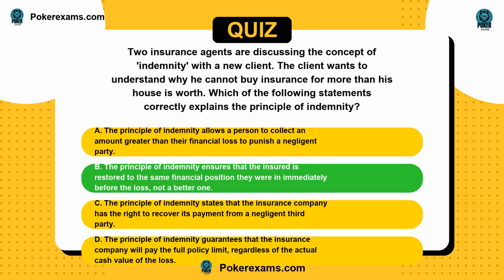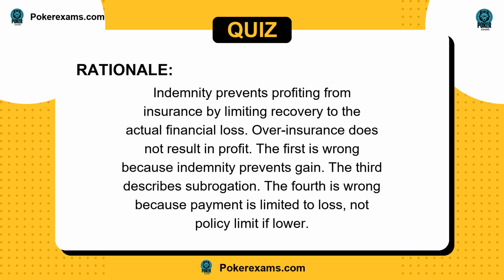The answer is B. Indemnity prevents profiting from insurance by limiting recovery to the actual financial loss. Overinsurance does not result in profit. The first is wrong because indemnity prevents gain. The third describes subrogation. The fourth is wrong because payment is limited to loss, not policy limit if lower.